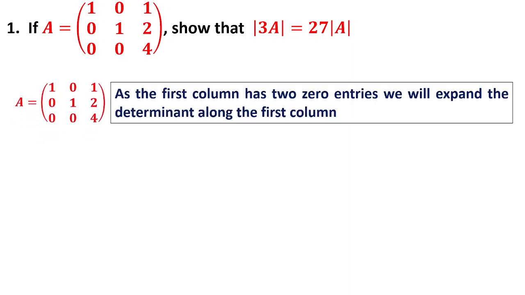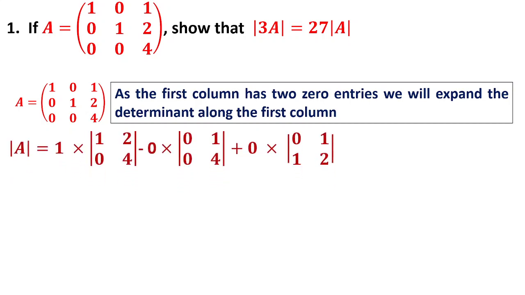A is given. As the first column has 2 zeros, we will expand the determinant along the first column. There is no need, but the first column is having so many zeros, that's why I am selecting it. You can select the third column also. You can select the first row also, and you are going to get the same answer. Well, I am taking A multiplied by 1 into a 2 cross 2 obtained by removing the first row and the first column.